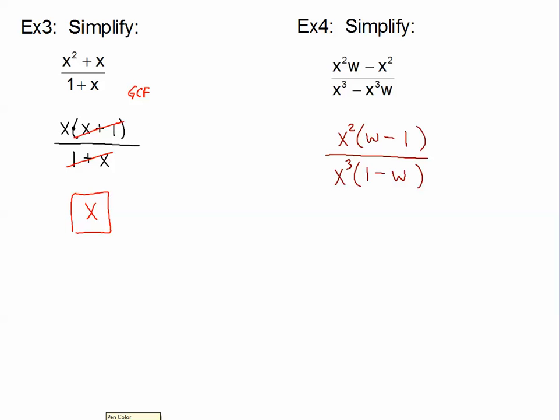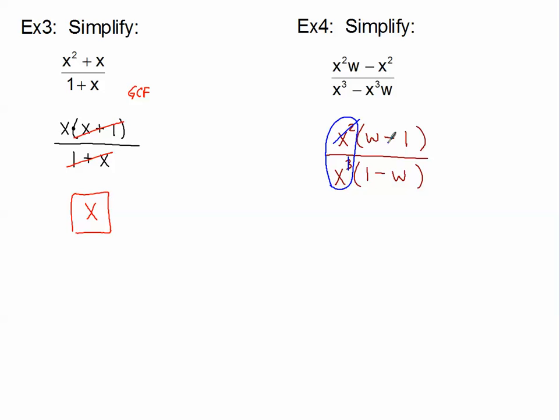Now let's see what's going on here. Do we have common factors? Well, let's first look at these. I've got x squared, and I've got x cubed. So yes, these are common factors. I have 2 of them here and 3 of them here. So both of these can cancel away with 2 of these, leaving only 1. So I'll have x to the first in the denominator.